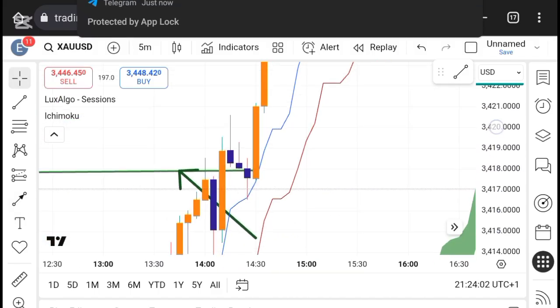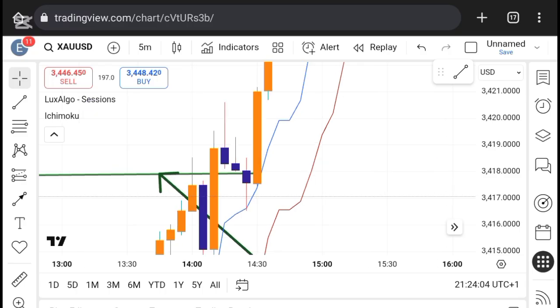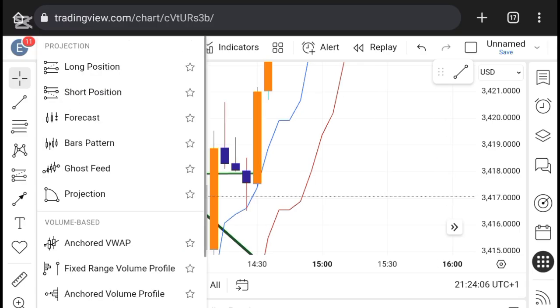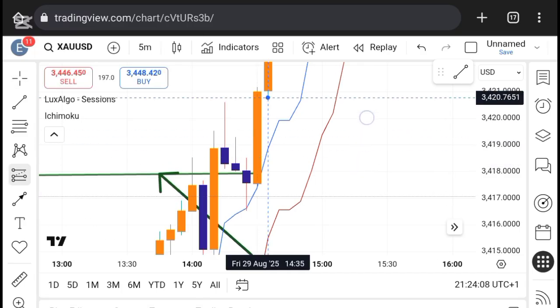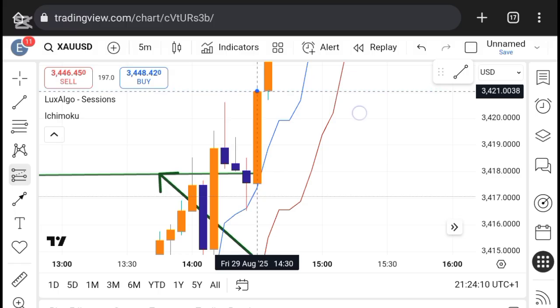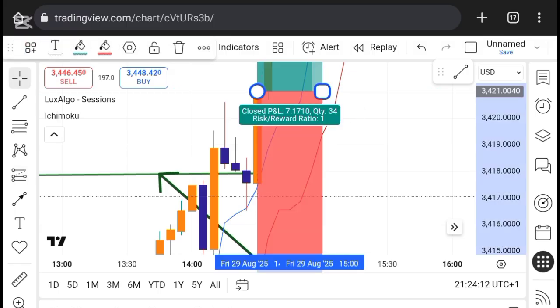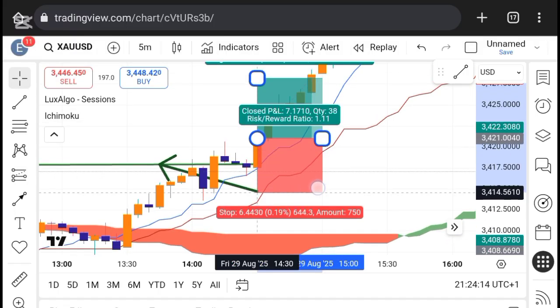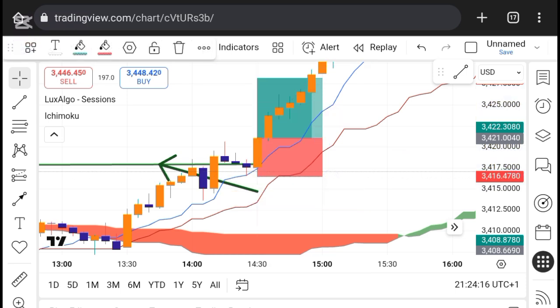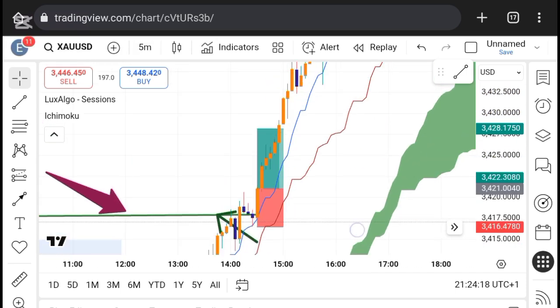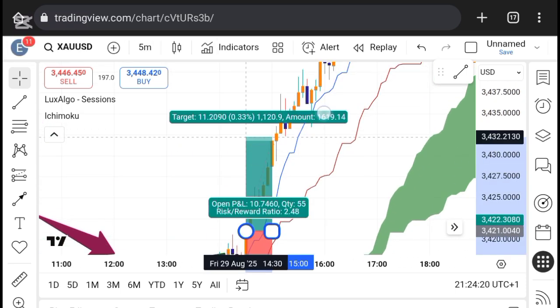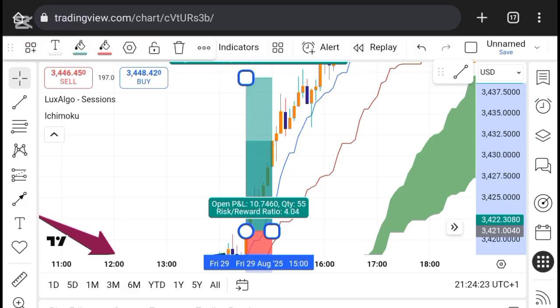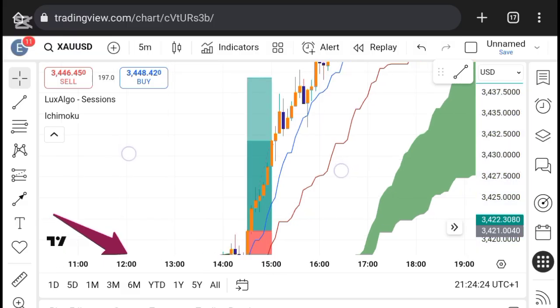As it pulls back to the leading span, you wait for an engulfing. The engulfing is right here. After the close of this candle, you take your trade. Your stop loss comes below this zone right here and you are going for 1:4 or 1:3. So you hit your 1:4 right there.